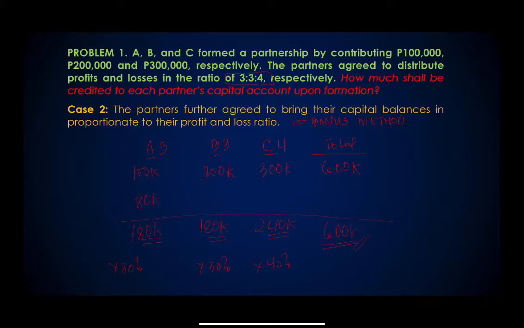So A will have a bonus of 80,000, while B will have a bonus to A amounting to 20,000 and a bonus from C amounting to 60,000. The total partnership capital using bonus method will not be affected. It is only a transfer within equity. So the final answers are 180,000, 180,000, and 240,000 respectively.